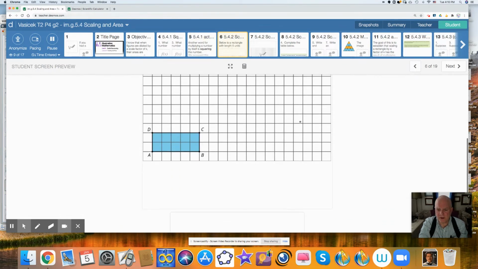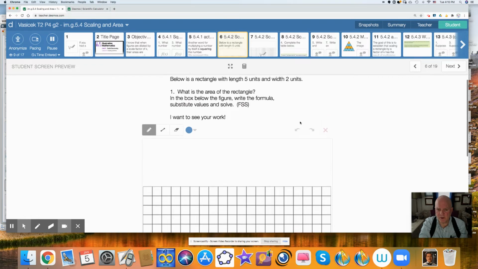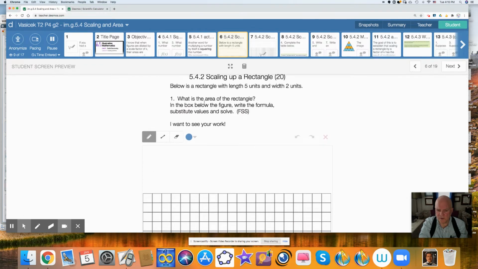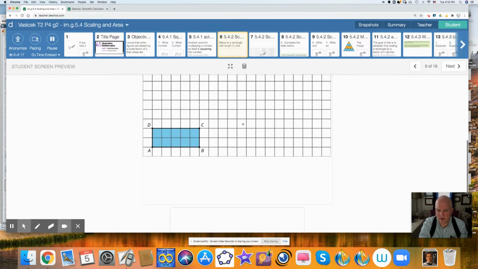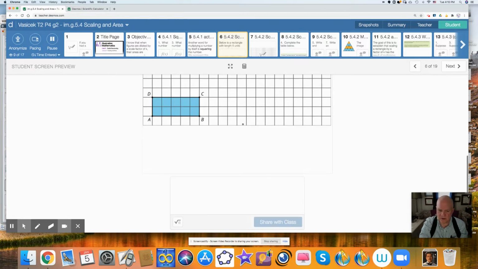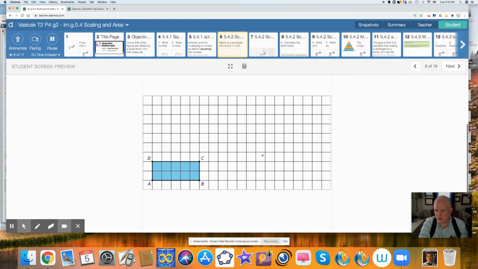Now, here's a rectangle, and what we wanted to do was to scale it. First of all, what's its area? If you were to write the area in this box, I want you to write the formula, substitute the values, and solve. So the area is equal to the length times the width. That's the formula. We substitute the values of 5 times 2, and we get 10. And we could put units squared if you wanted to, because it has a length component and a width component.